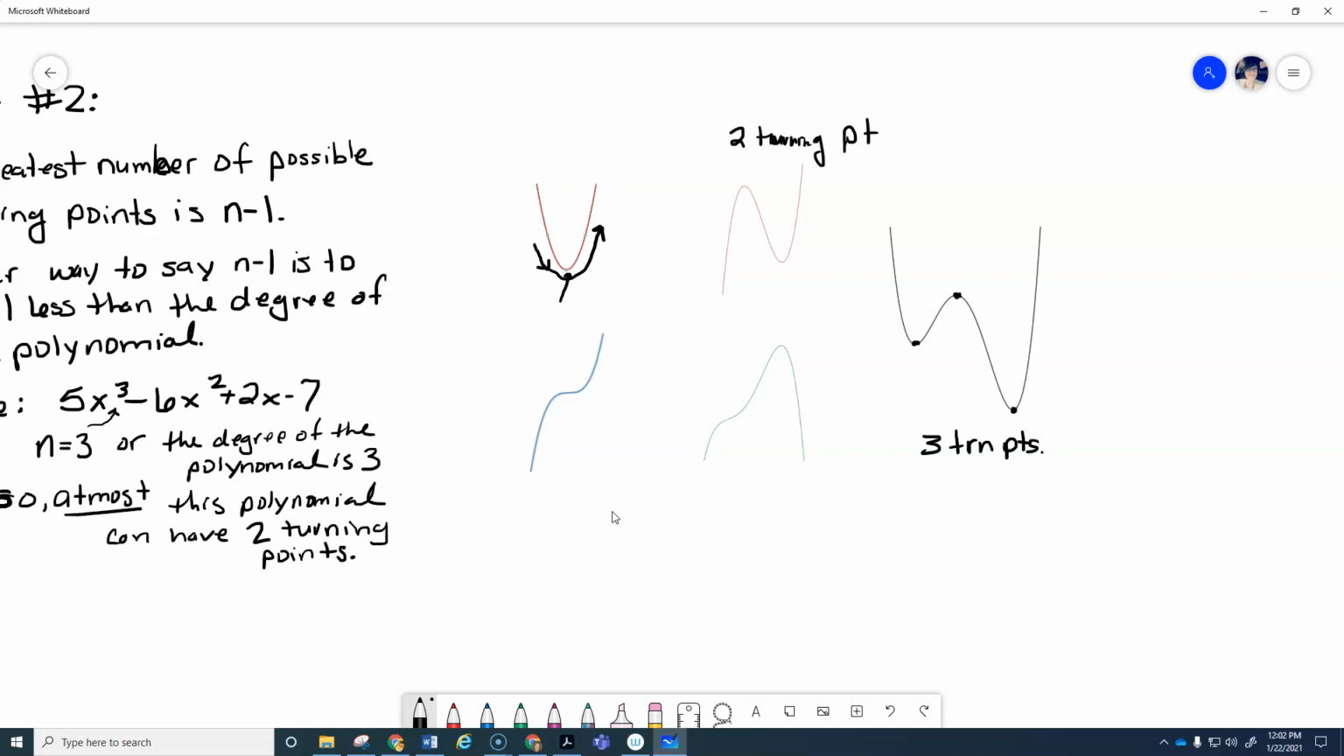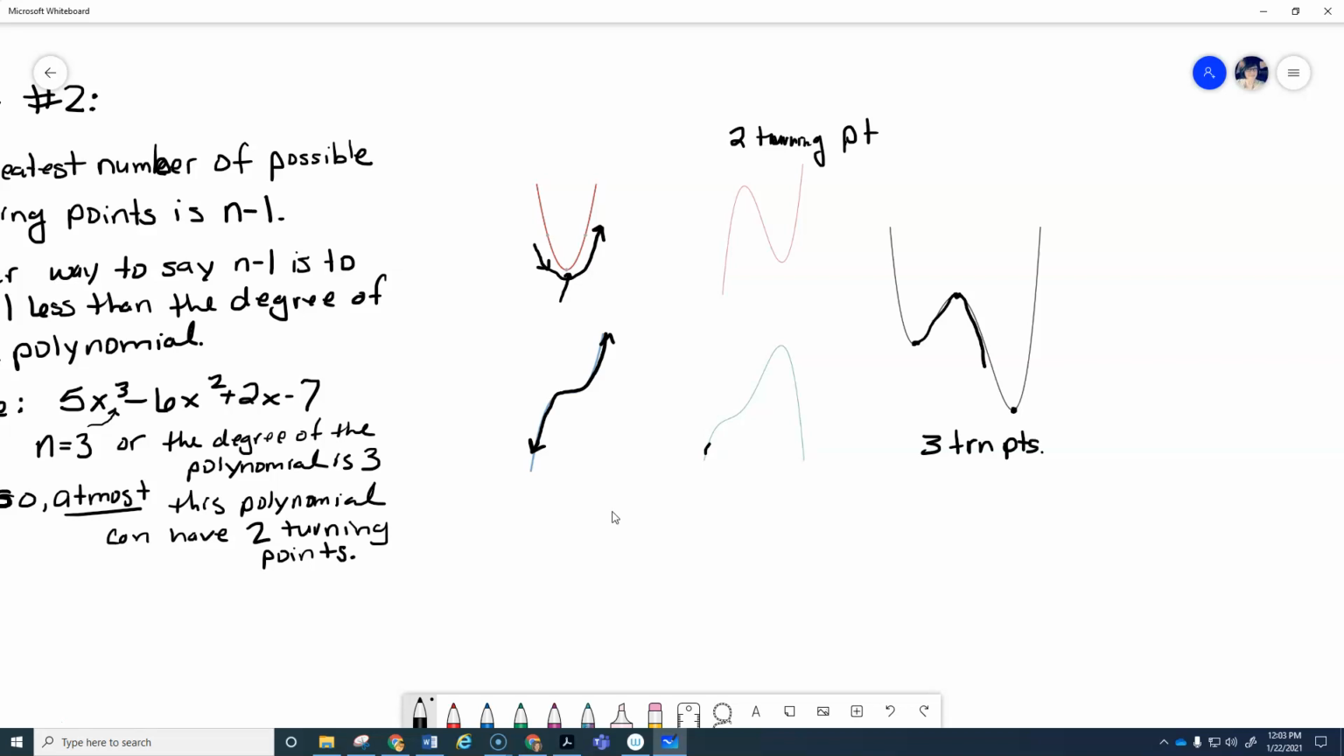These are kind of weird looking, because remember I said a turning point happens when you change from going down to going up, or when you change from going up, like we're doing right here. We're going up, we're changing, now we're coming down. So this doesn't happen right here. We're going up, we're not going up as fast, but we're still going up. So this one, even though it has a little wiggle right there, is not considered a turning point because we continued to go up.